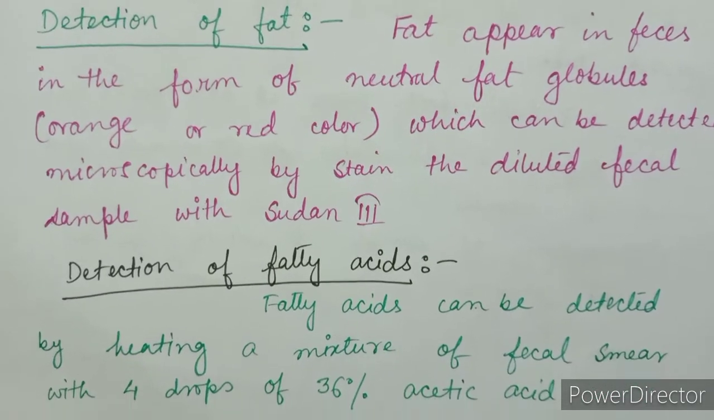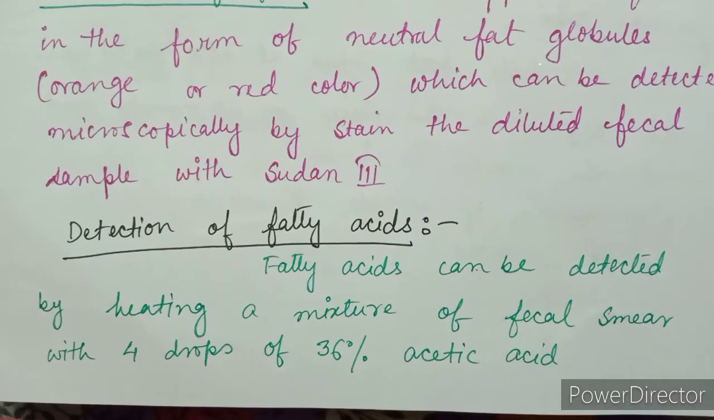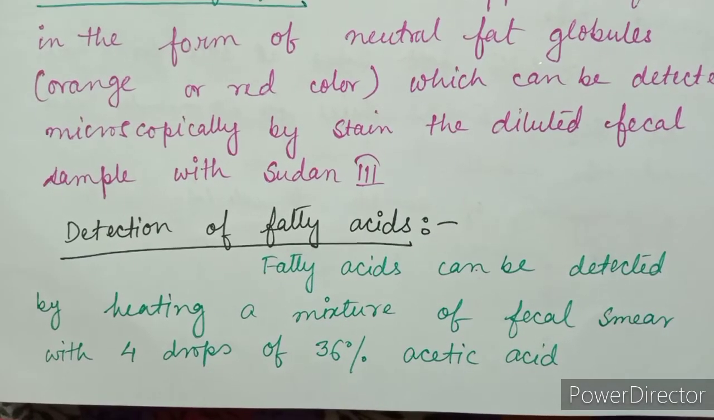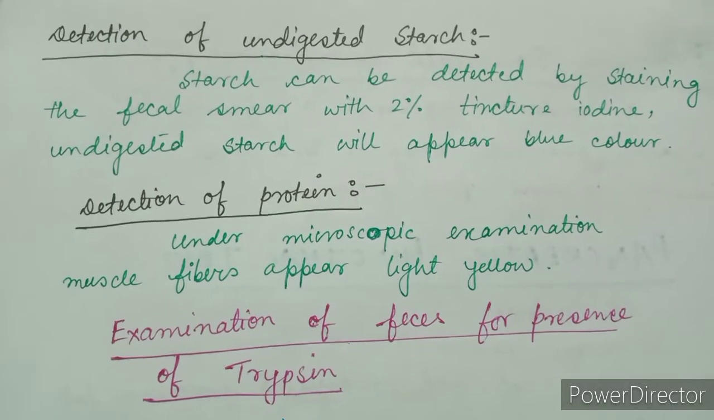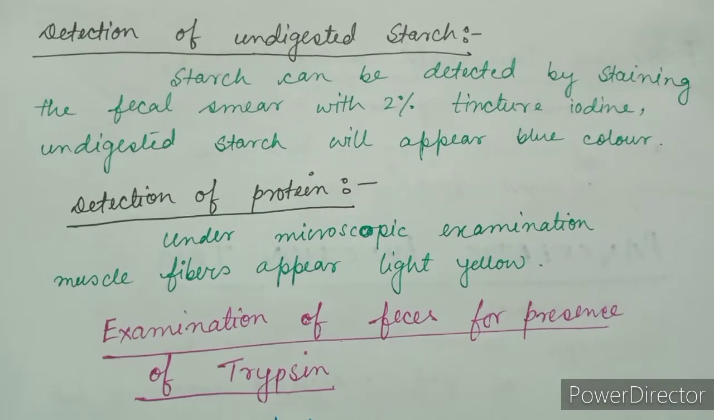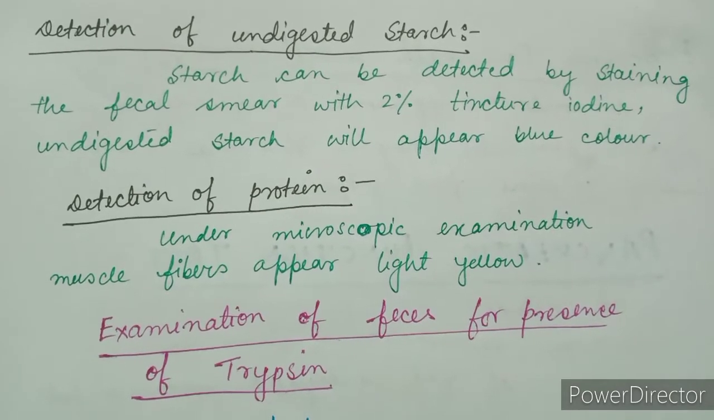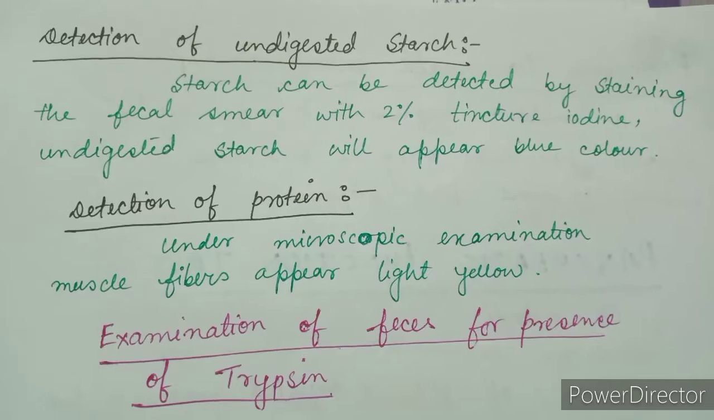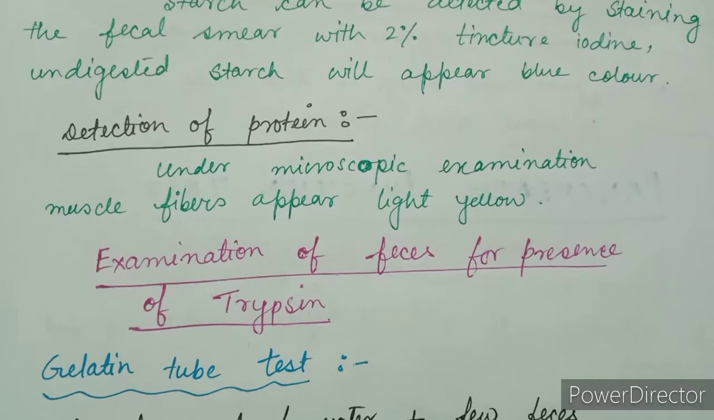Detection of fatty acids: fatty acids can be detected by heating a mixture of fecal smear with 4 drops of 36% acetic acid. Detection of undigested starch: starch can be detected by staining the fecal smear with 2% tincture of iodine. Undigested starch will appear blue in color.